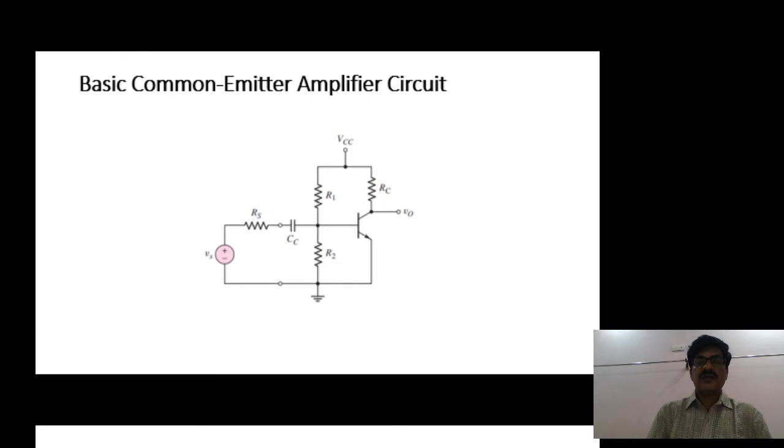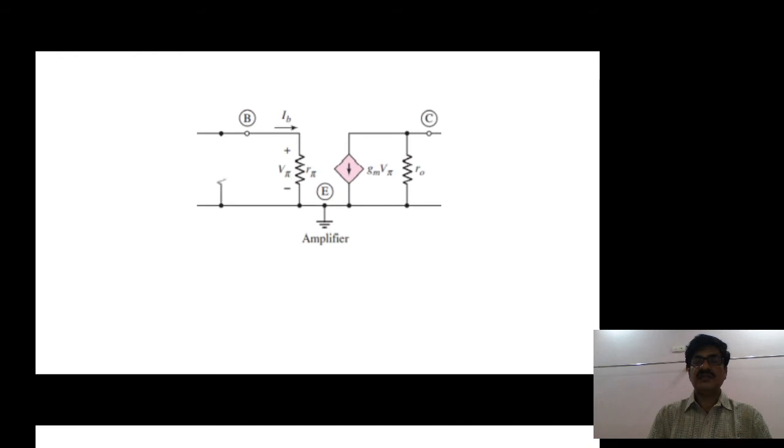Now, to calculate the input impedance, output impedance and the voltage gain of this amplifier circuit, first of all you need to convert this into a small signal model. Let us see the small signal equivalent circuit of this amplifier circuit, which is like this. At the beginning I am representing the transistor in the equivalent model, including the early effect.